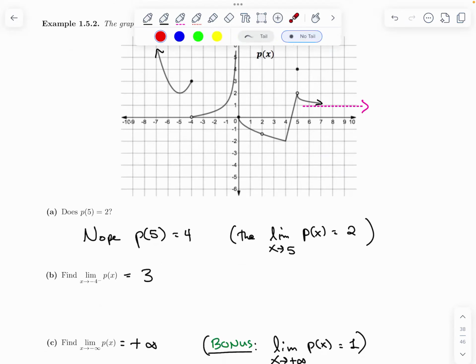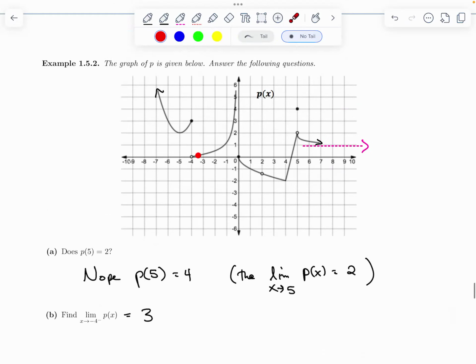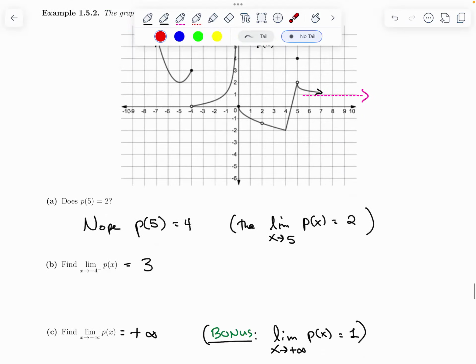Then we'll continue onwards. -3.5 is fine, -2, -1 is fine, -1.5. But as soon as I get to 0, I can never reach it. It's an infinite discontinuity because I have to lift my pen from the paper and then go back to 0 right here. So 0 is included.